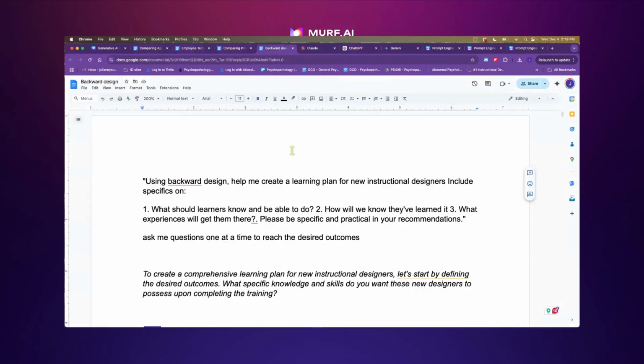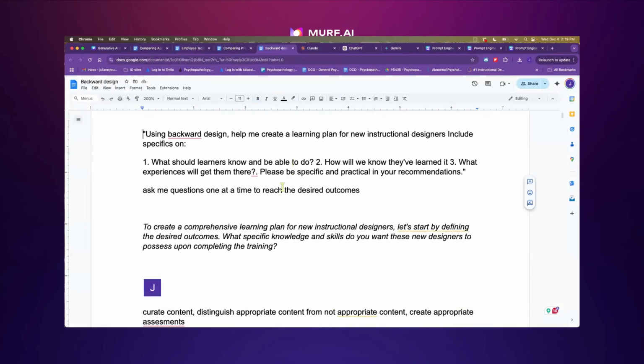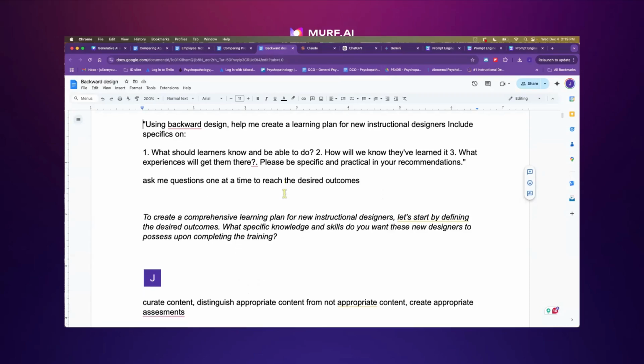So what I'm going to show you now, I did this chat before in case I couldn't get it to pull up. So this is actually the chat I had. I think this was ChatGPT. I said, using backward design, help me create a learning plan for new instructional designers, including these specifics. Now, here's the key. I actually really like to say, ask me questions one at a time to reach the desired outcomes.